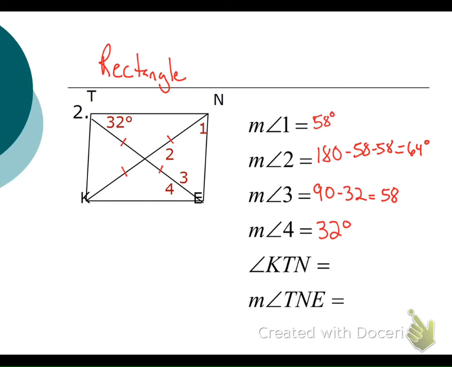Okay, and then our last one's KTN. KTN is going to be what angle measure? So KTN is that right angle, right? So it's going to be 90. And then our other one is TNE. That's this angle here. So how much is this one going to be? It's going to have to be 90 as well.